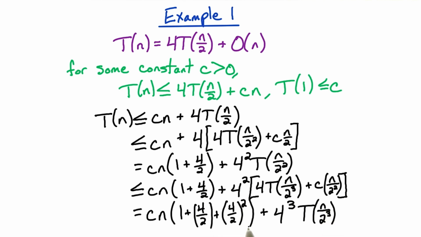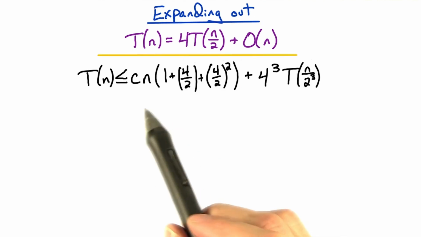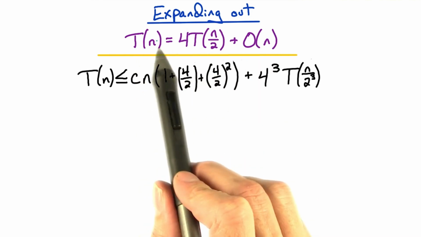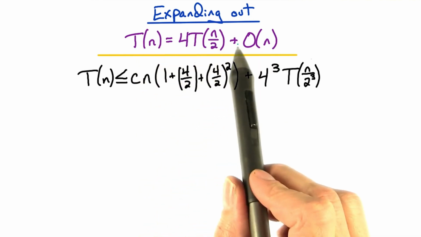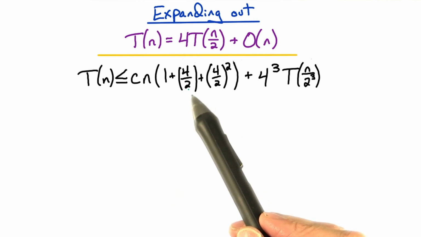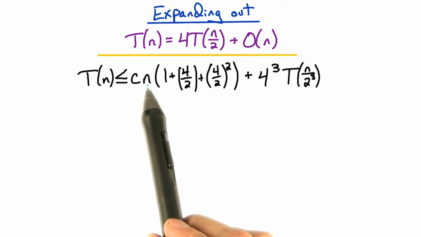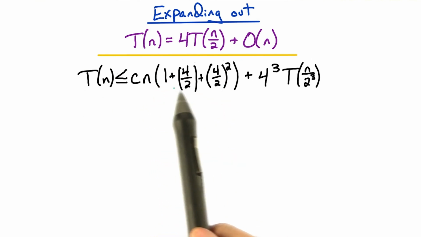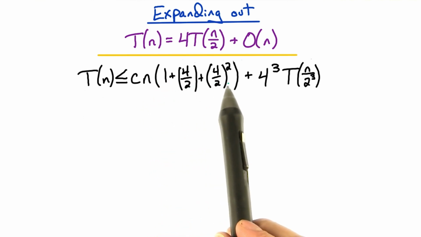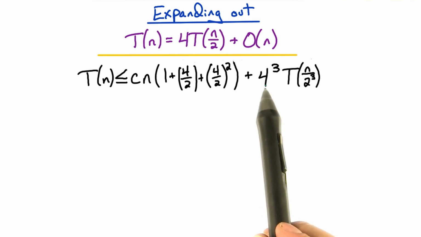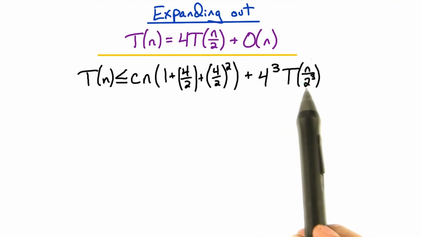Notice we're starting to get a geometric series here. What we've seen so far is that for this recurrence, T of n equals 4 T of n over 2 plus order n. By substituting in 2 times, we get T of n is at most c times n times the quantity 1 plus 4 over 2 plus 4 over 2 squared, plus 4 cubed times T of n over 2 cubed.